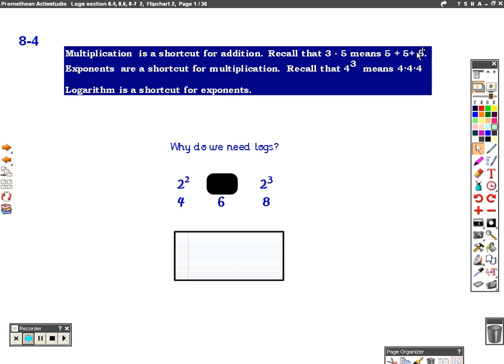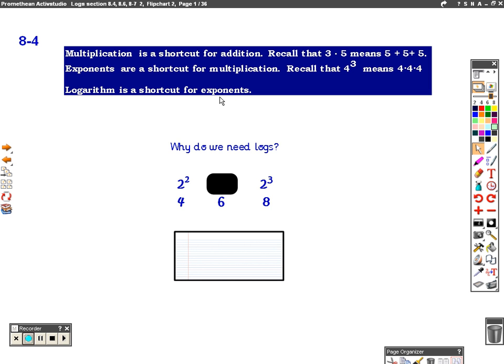And exponents are a shortcut for multiplication, right? So instead of writing 4 times 4 times 4, mathematicians, we're lazy. We don't want to write all those 4s out, so we just go 4 to the third power. We made this new notation to deal with that shortcut. So logarithms are just a shortcut for exponents. It's a way to find the exponent.